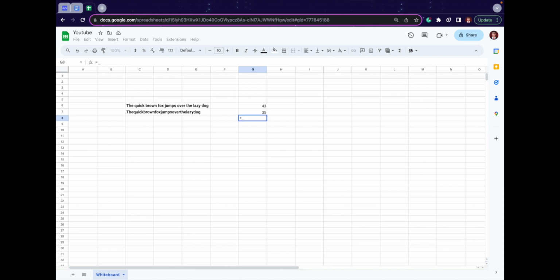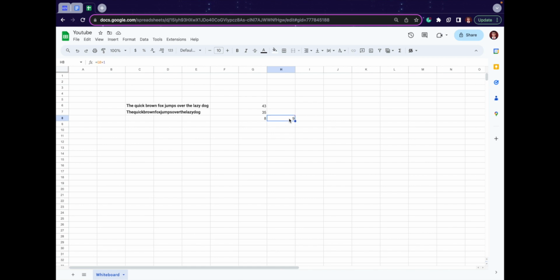Now, take the difference between them, it's 8. This 8 is essentially the number of spaces in the string, and the number of words would be the number of spaces plus 1. That would be 8 plus 1 here, that's 9. So can we count the number of words in this phrase? The quick brown fox, 4; jumps over the lazy dog, 5. 4 plus 5, that's 9. We have the number of words, that's 9.